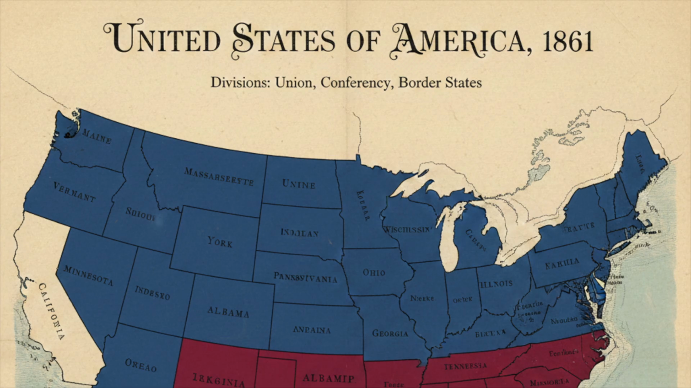And Southern slaveholding interests saw this as an existential threat. Completely. A threat to their property, their economic future, their entire way of life. They argued that if they couldn't take their property, their enslaved people, into the new territories, then the federal government was infringing on their constitutional rights.